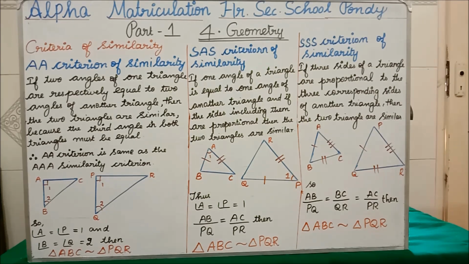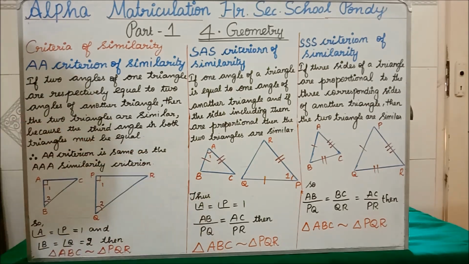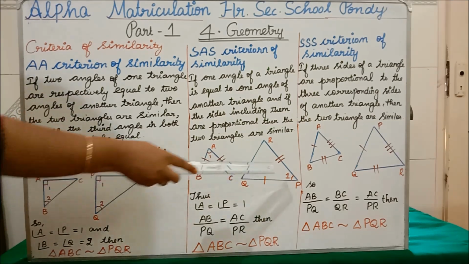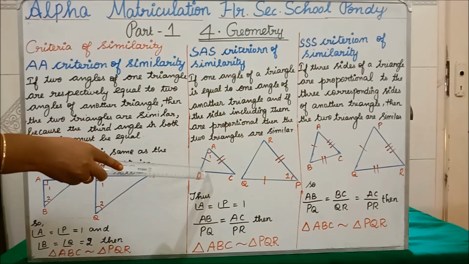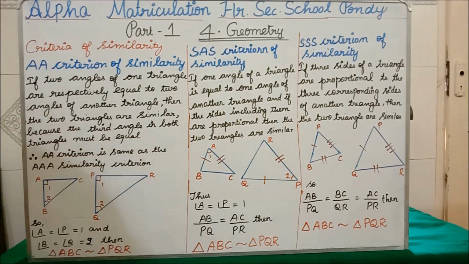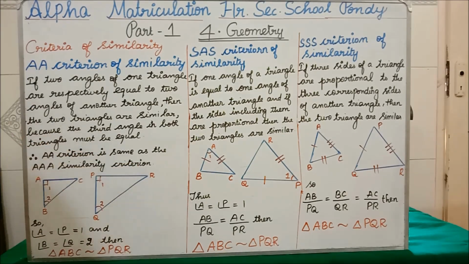Okay, students, see carefully. Here I have marked one line, and similarly in the other triangle I have marked the same one mark. So the first marking is here and here. Similarly the double marking is here and here. So how can we write this? In this figure, here angle 1 and here angle 1. So I can write angle A is equal to angle P, equal to 1.